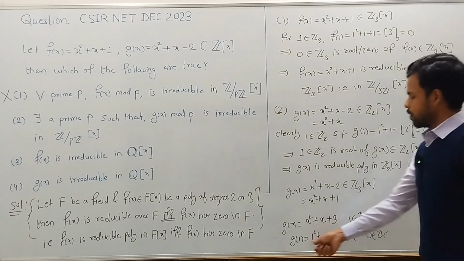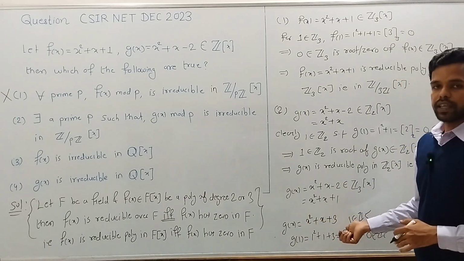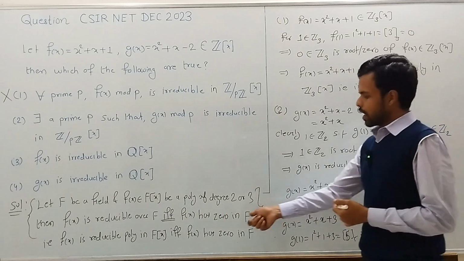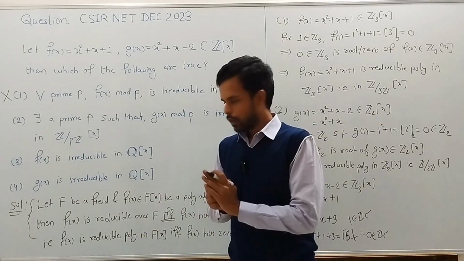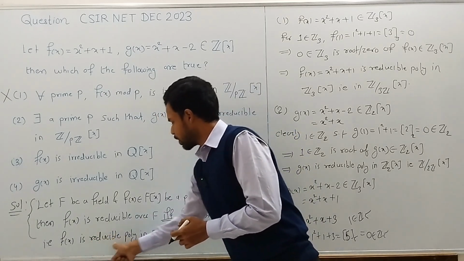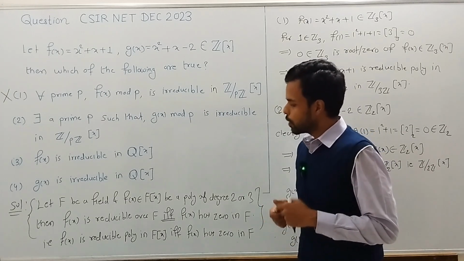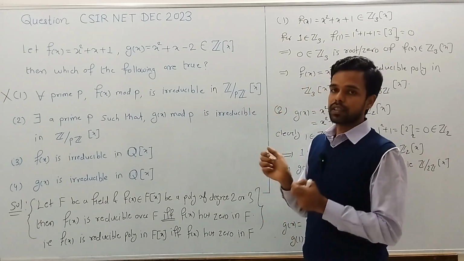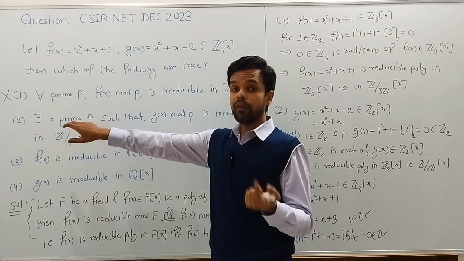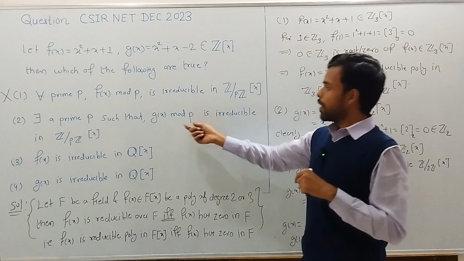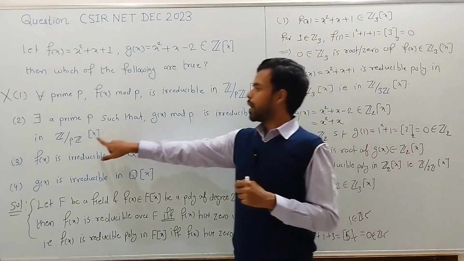So we can see that 1 in Z5 is a root of g of x in Z5 of x. So g of x has a 0 in Z5, so g of x is reducible over Z5. That is, g of x is a reducible polynomial in Z5 of x. So we can see that for every prime p, g of x modulo p is a reducible polynomial in Z_p of x.